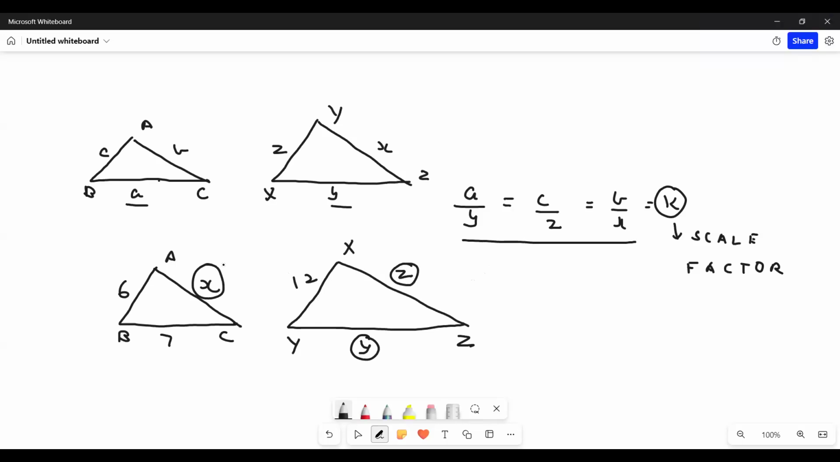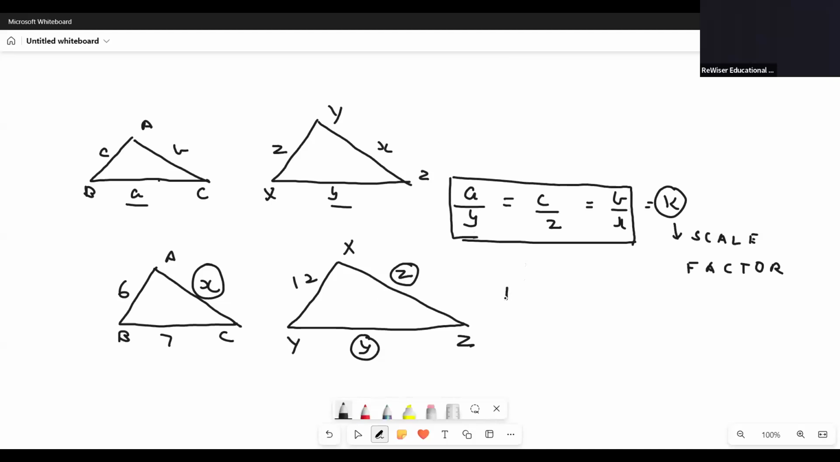Please try for x, y, and z, depending on this formula, right? 12 by 6 is equal to z by x is equal to 7 by y. First, if I ask you, what is the scale factor? What's the value of k? What will you say, Levin?